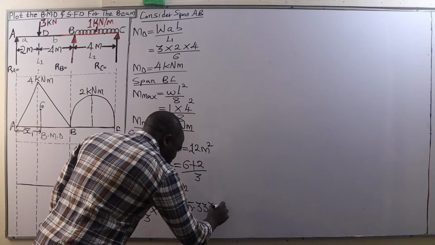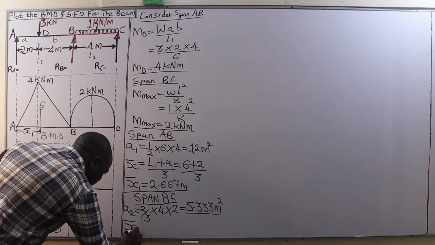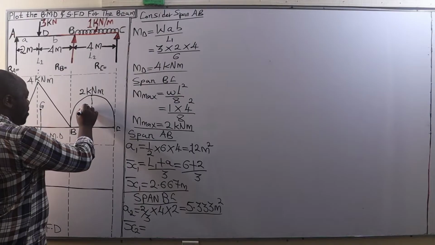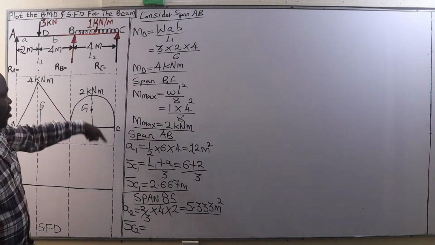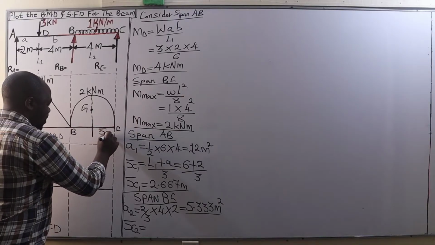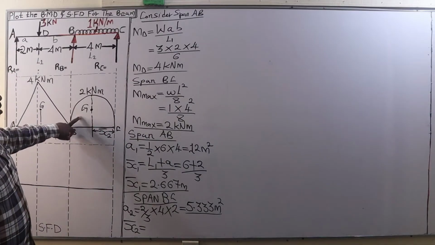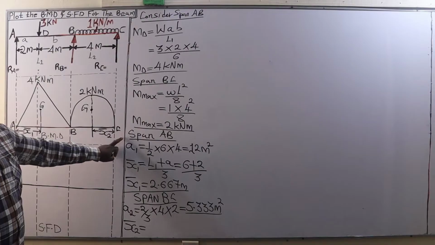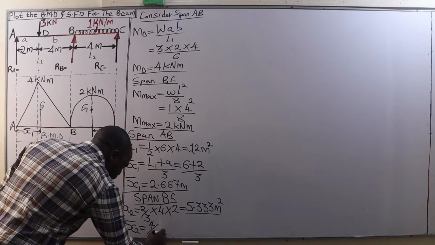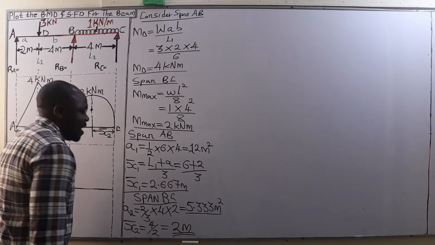square meters. Then we need bar x2, and bar x2 is the distance from the center of gravity of this section all the way to the end C. Therefore, that is bar x2, and it will be given by half its base. So bar x2 is half of its base, which is 4 divided by 2, and that gives us 2 meters.